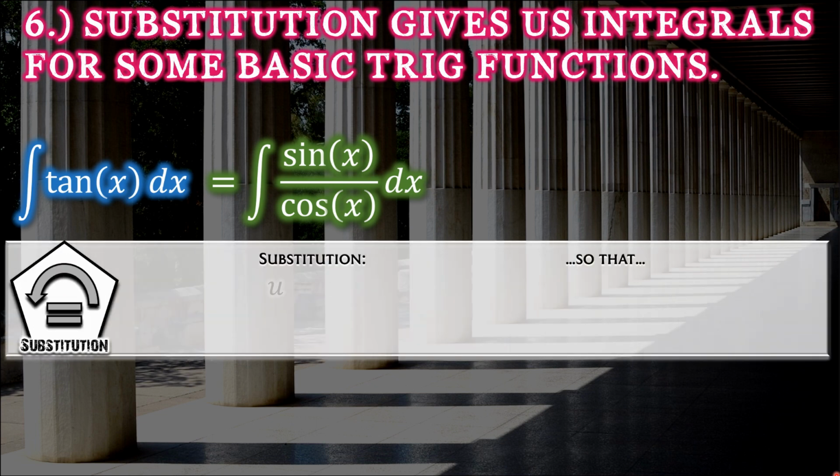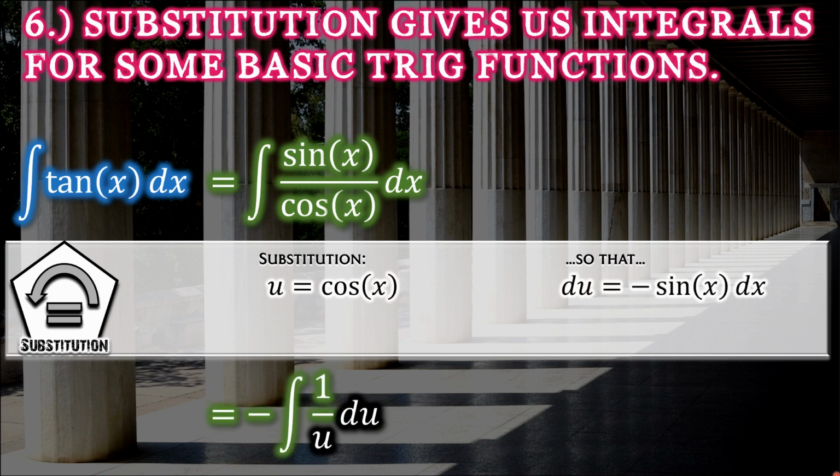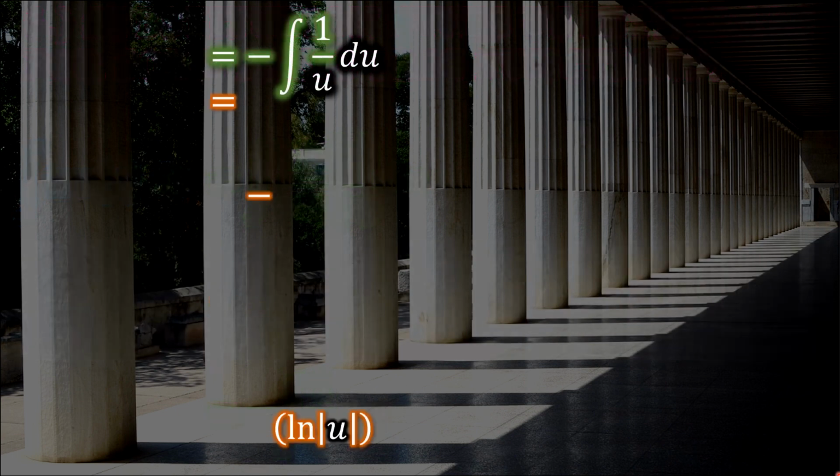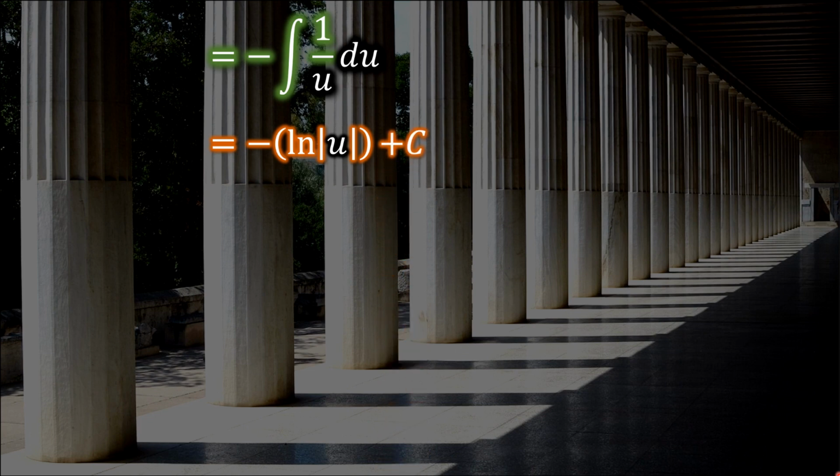I'll let u be cosine, so that du is negative sine dx. I'll have to adjust for that negative. When I multiply the inside and outside by -1, I end up with just this integral of -1 over u du. And that's definitely natural log, right? So it'll be negative natural log of the absolute value of u plus c. And then when I sub back to the u being cosine of x, I get just negative natural log of the cosine of x plus c.